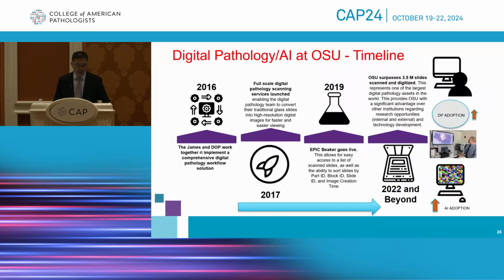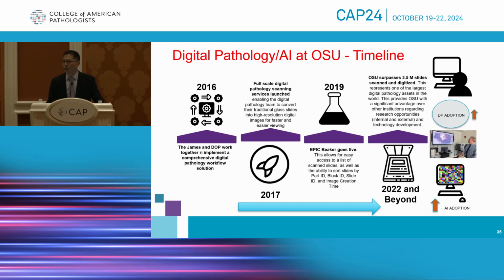I won't go through those. So this timeline is for our institution, Ohio State University. Starting in 2017, since the first digital pathology system, the Philips system, received FDA approval, we started to implement digital pathology for our routine practice. In this process, at first it was very slow because of pathologist resistance, but during the pandemic this process was promoted rapidly.